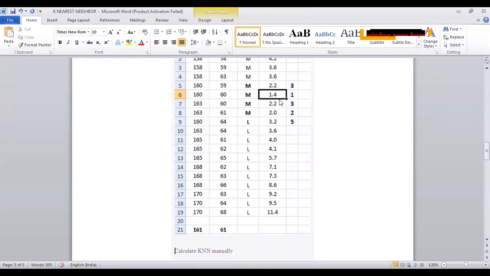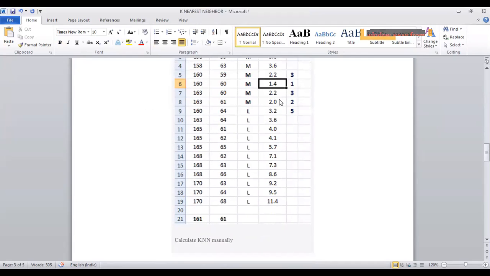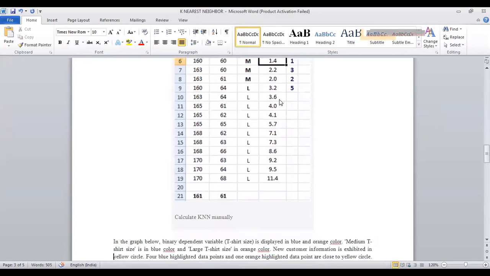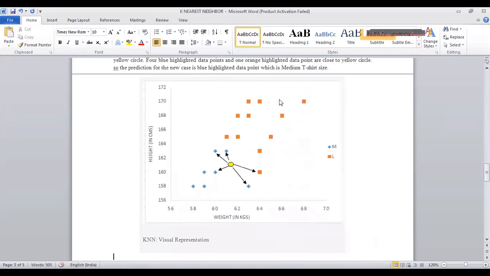All right, so this is the solved example. So next, calculate KNN manually. Okay, so I'm showing you a graph. The t-shirt size is displayed in blue and orange color. You can see here, medium t-shirt size is in blue, whereas large t-shirt size is in orange color. Now the new customer information is shown in a yellow circle. Monica's height and weight are 161 and 61. So it is shown in the yellow circle.